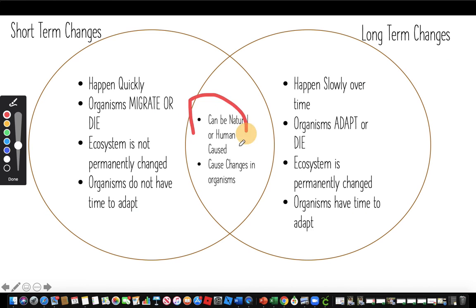So here in the center, we have that both types of changes can be natural, like weather, or they can be human caused, like pollution or urbanization. And both of them can cause changes in the organisms, but genetic variation and adaptation will only occur with long-term changes.